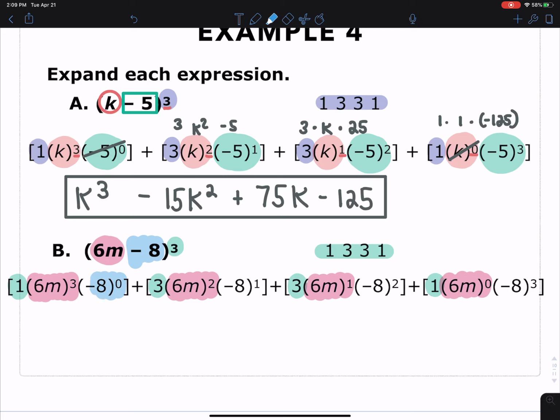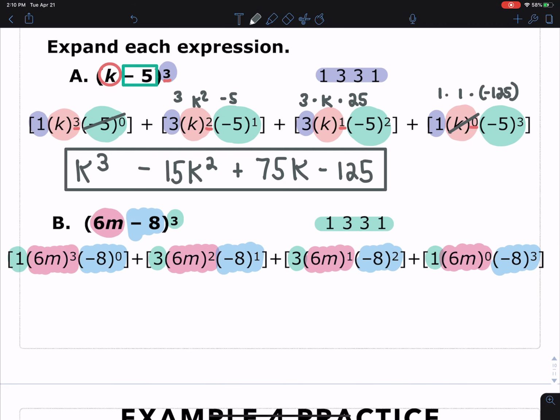and we're going to raise that to the 0 power. So we start with the lowest, which is 0, and go all the way up to 3. So then -8 to the 1st power, negative 8 to the second power, and negative 8 to the third power. And then we just have to simplify these expressions, and that will give us our polynomial for 6m minus 8 to the third power. So 1 is just 1. 6m to the third is 6m times 6m times 6m, which would be 216m to the third.